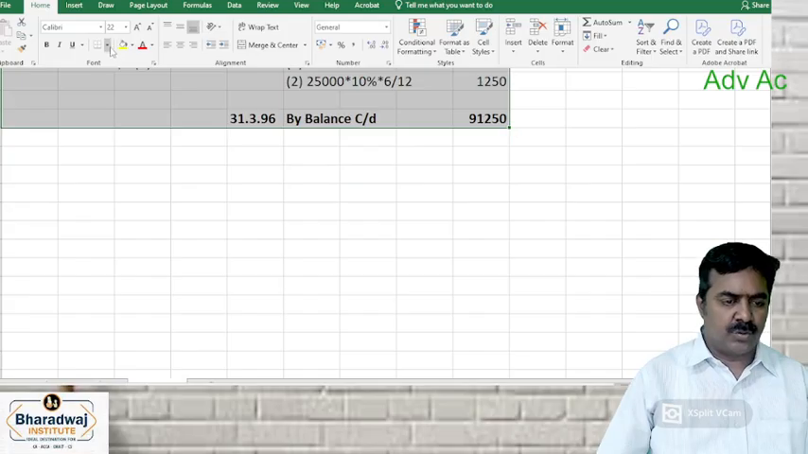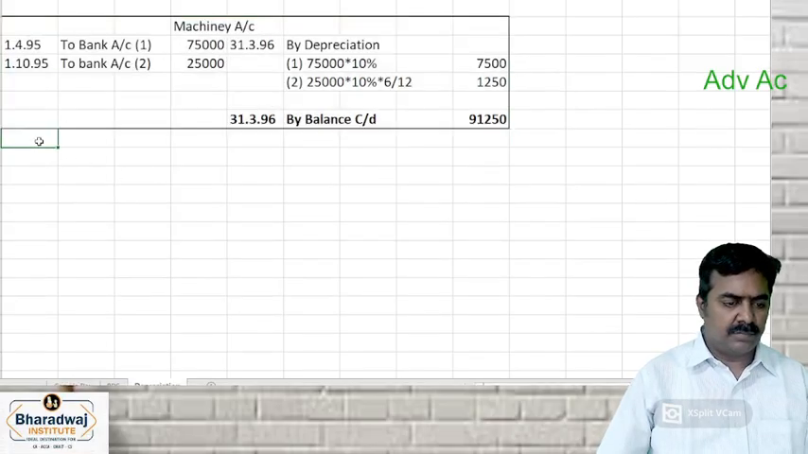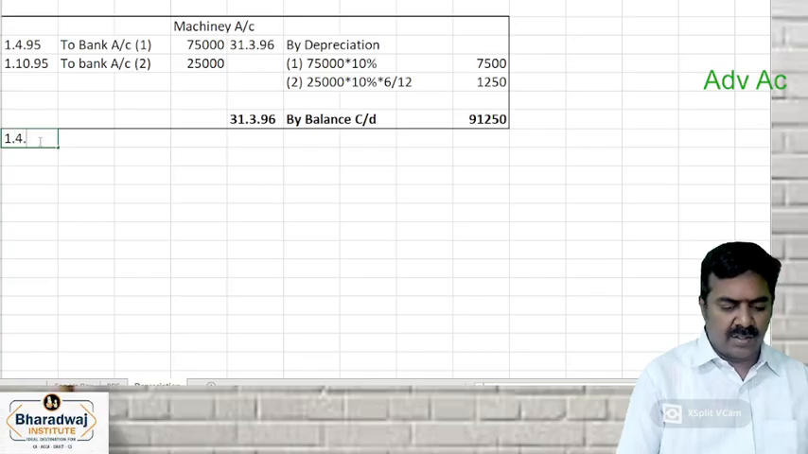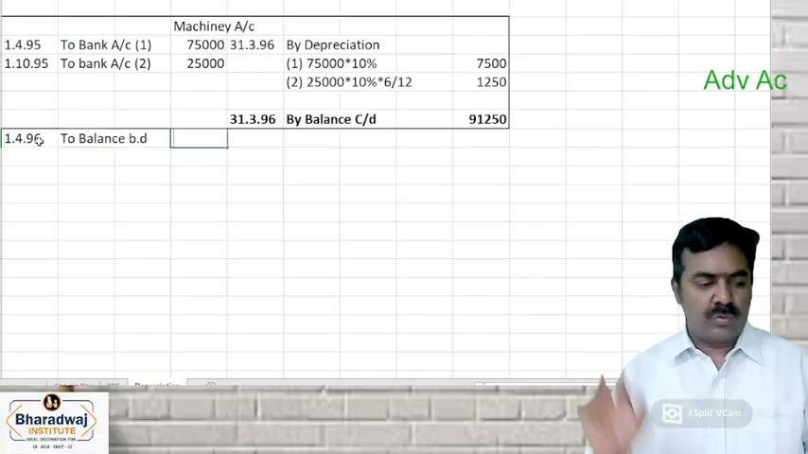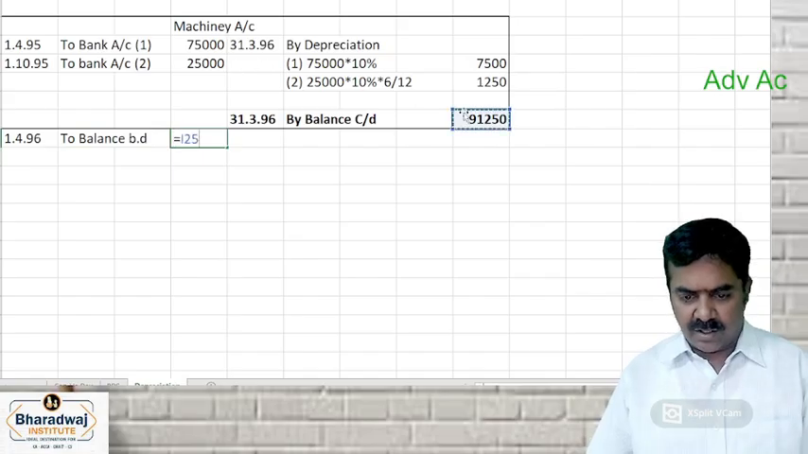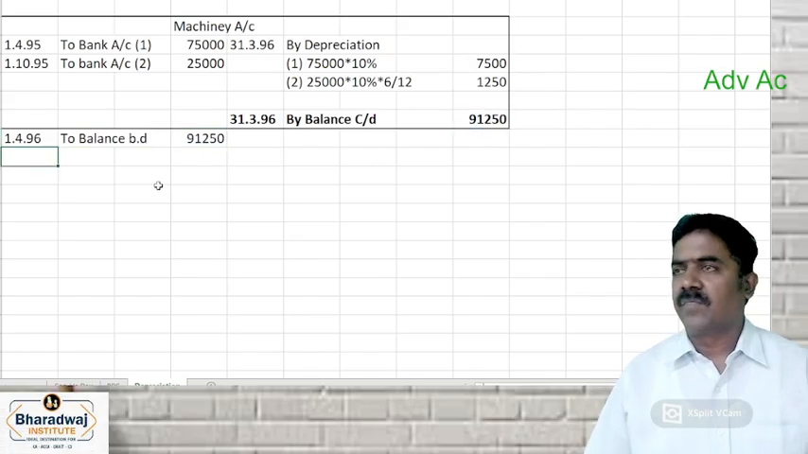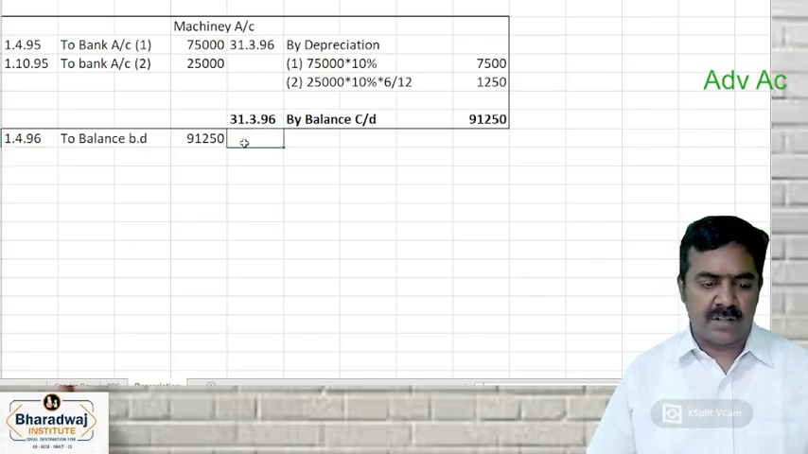First year ledger is 4. Next, 1,496 to bank account, sorry, to balance brought down. To balance brought down, how much? Will 91,250 come? Wait.